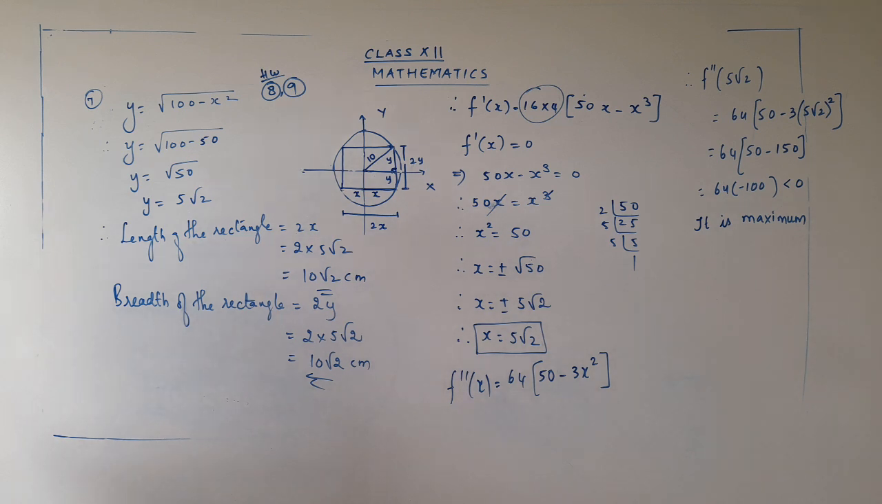A manufacturer wants to design an open box having a square base and a surface area of 108 square centimeter. Determine the dimensions of the box for the maximum volume. So here the volume of the box is maximum. That means the function should be taken as the volume of the box. Take down question number 10.